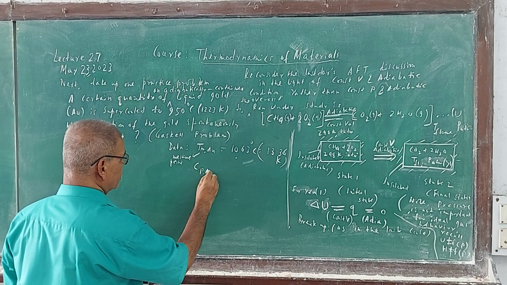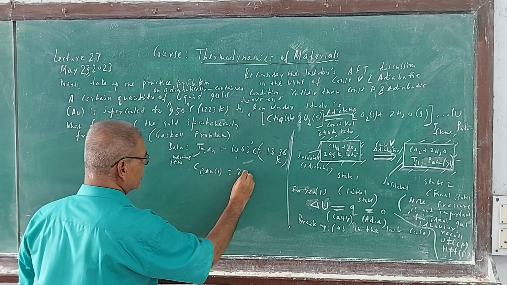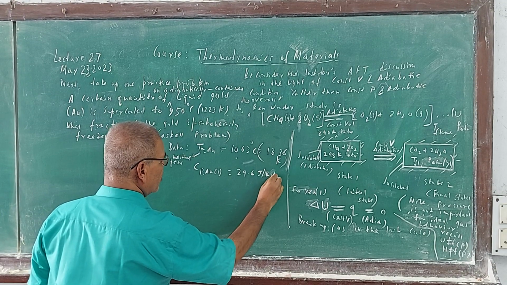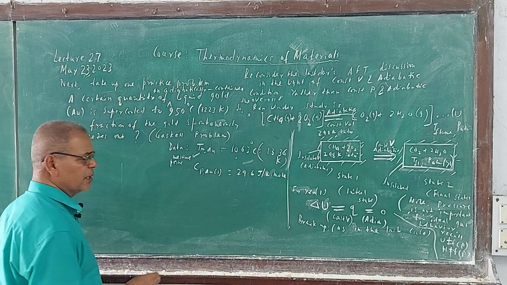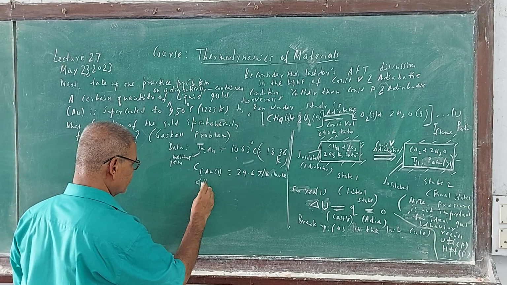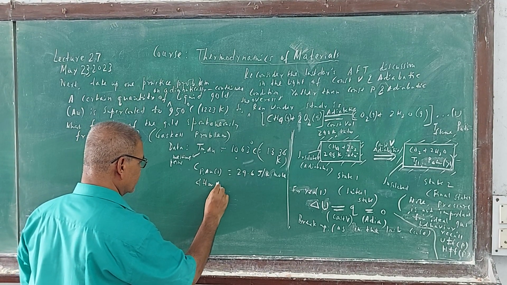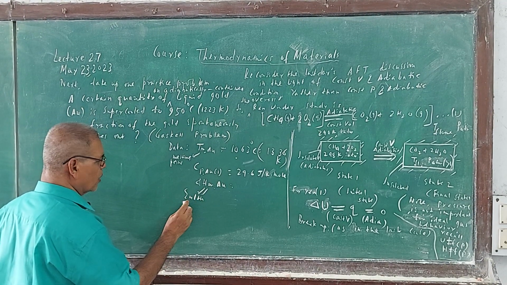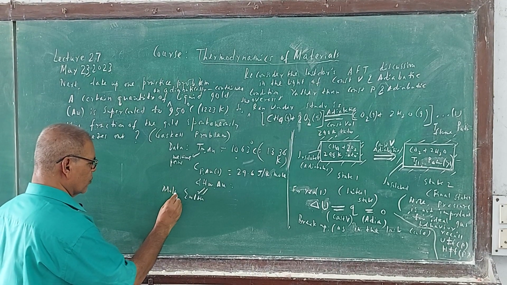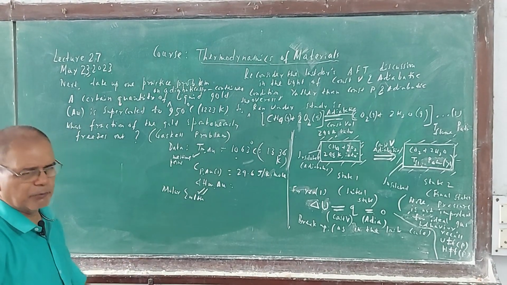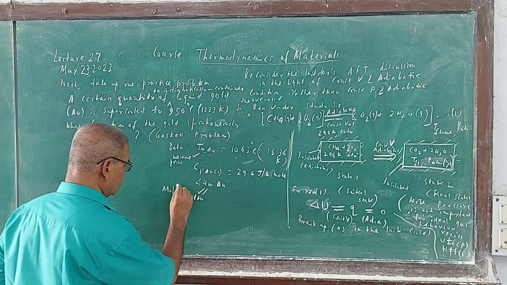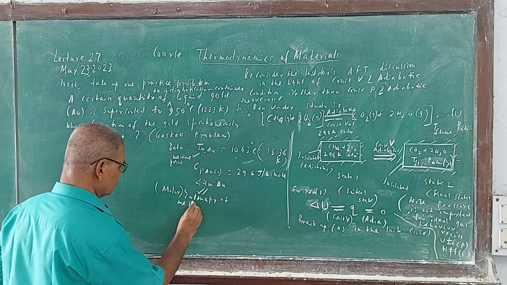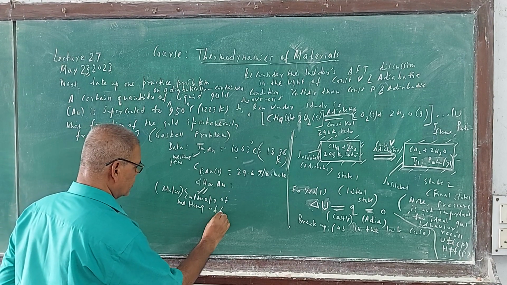And what? Cp of liquid gold is 29.6 joule per mole per Kelvin. That is the Cp unit. And what else? Enthalpy of melting of gold. Write nicely. This is molar enthalpy. Molar means for 1 mole. Then for any number of moles you can find out. The molar enthalpy of melting of gold is what?